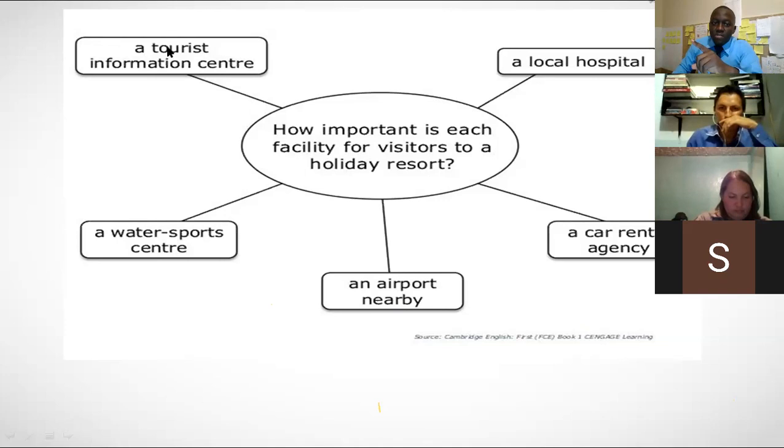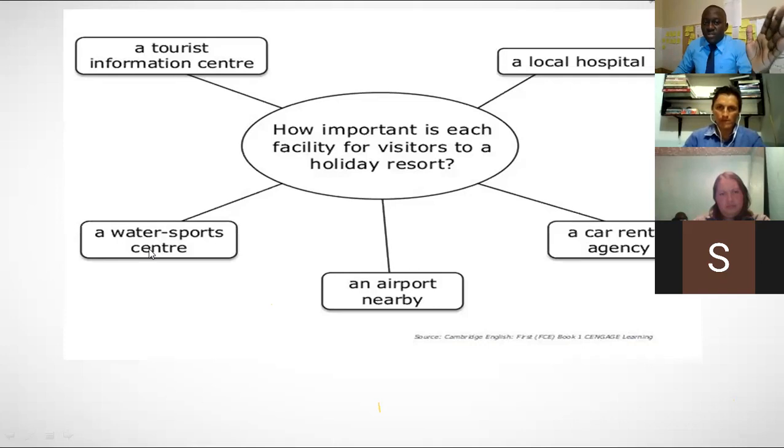And then you can talk about this in maybe 20 seconds. And then you can talk about our water sports center again in 20 seconds. So you have 20 seconds tourist information center, 20 seconds combining airport, a local hospital, and the car rental agency, and then the water sports center on its own maybe. So you have 20 seconds, 20 seconds, 20 seconds, making it 1 minute.